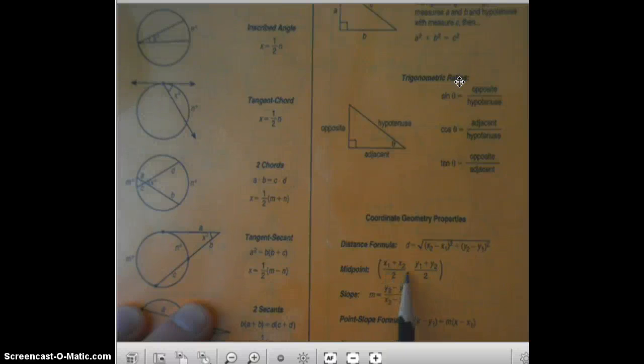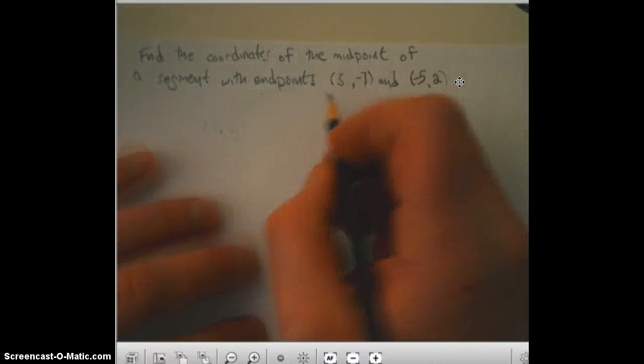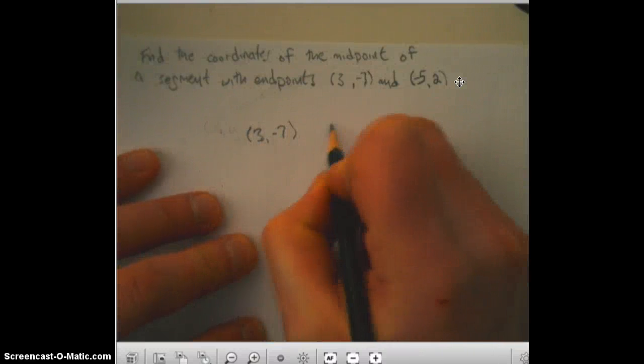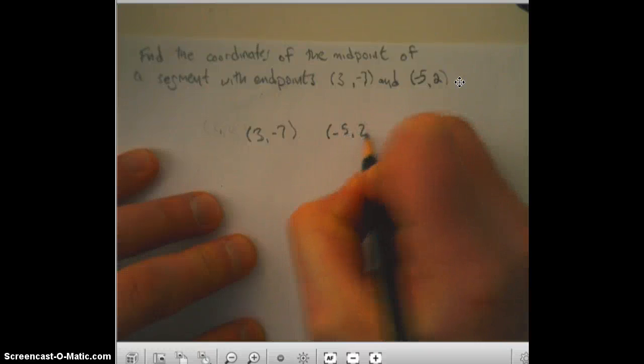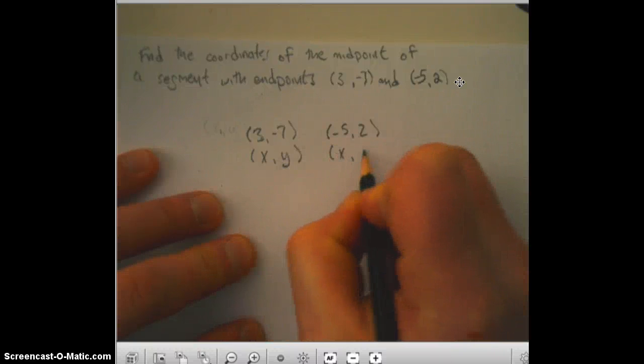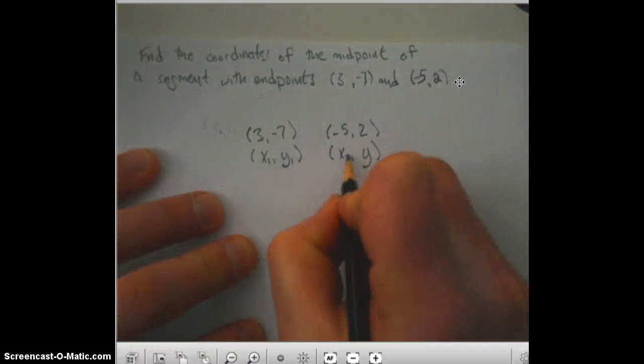It's (x1 plus x2) over 2 and (y1 plus y2) over 2. Let's talk for a minute about what that means. You have this first set of coordinates, this (3, -7), and you have another set of coordinates, (-5, 2). We know that all coordinates are in the form x comma y, so these are both x comma y's. Now, if you've ever wondered what those little 1s and 2s mean, the 1s mean it's the first set of coordinates, and 2s mean it's the second set of coordinates.